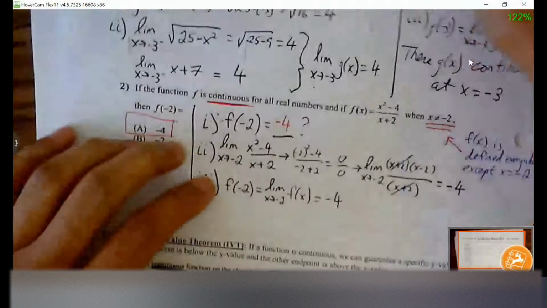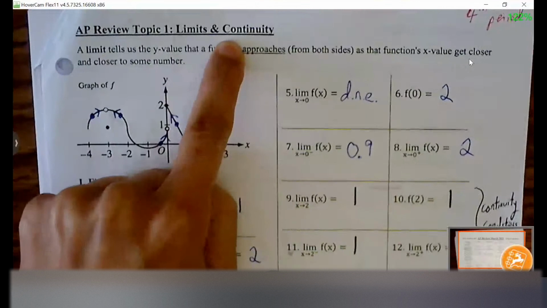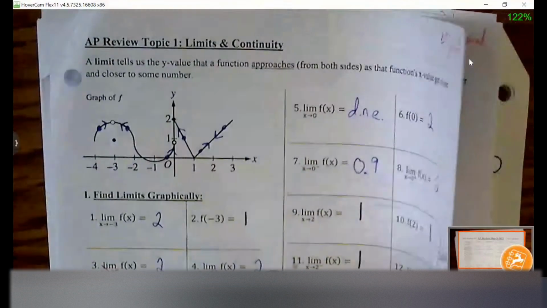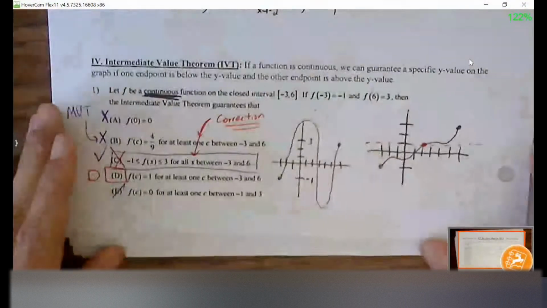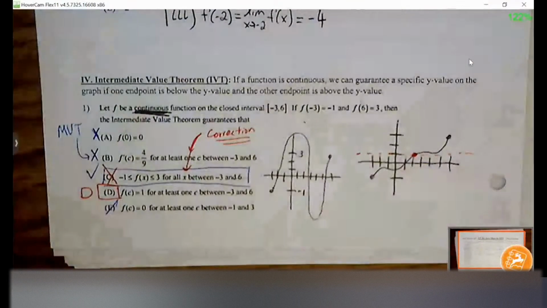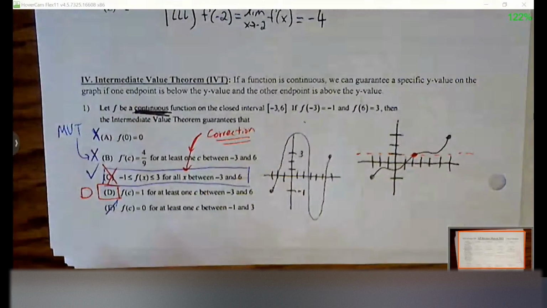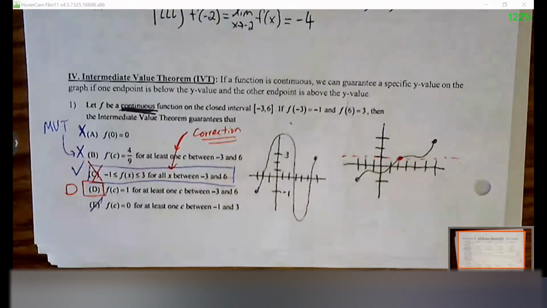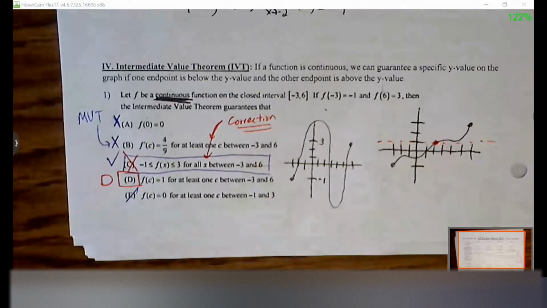Right, good morning, everyone. I want to start off by correcting a mistake I made yesterday on the limits and continuity worksheet. It's that very last problem that we did with IVT. I misread the problem, so I want to make sure that I can clear that up. We talked about how IVT, this is on the back page of yesterday's notes, is where we can guarantee all the y values that sit between the endpoints.